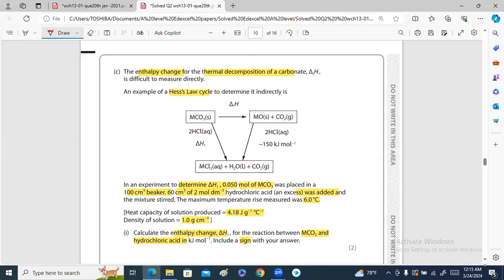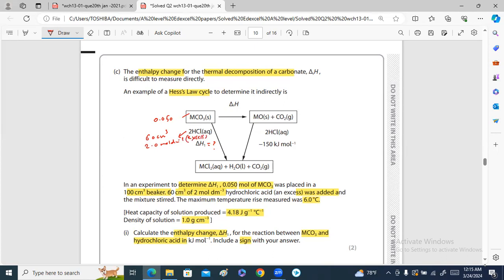So in an experiment to determine the delta H1, first of all, we have 0.050 moles of metal carbonate. It was placed in a 100 cm³ beaker. This is the volume of the beaker; we're not going to use this. Then 60 cm³ of 2.0 mol per dm³ hydrochloric acid. This hydrochloric acid is 60 cm³ in volume, and the concentration is 2.0 mol per dm³. Then this is in excess, so hydrochloric acid is in excess.